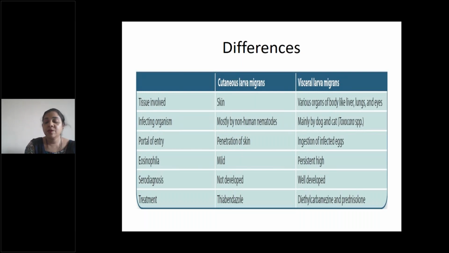Okay, understood? So, this is all for today's class. Today we have learned about Ancylostoma duodenale, Strongyloides stercoralis, and larva migrans. Okay, that's all for today's chapter.